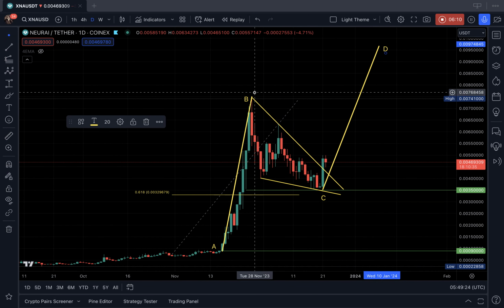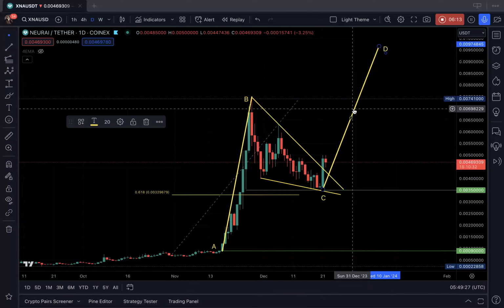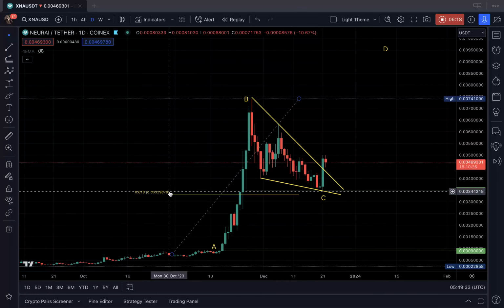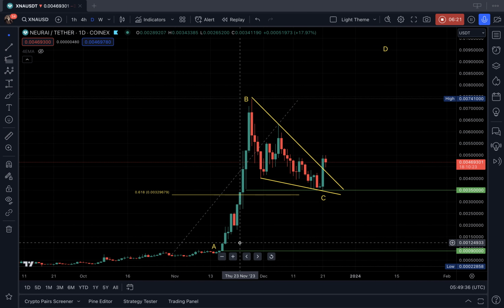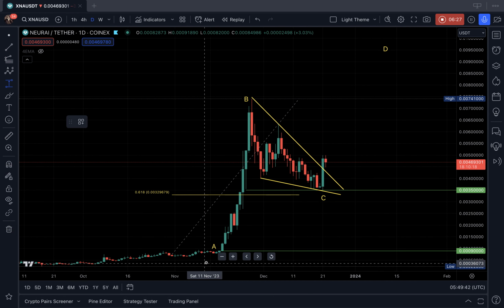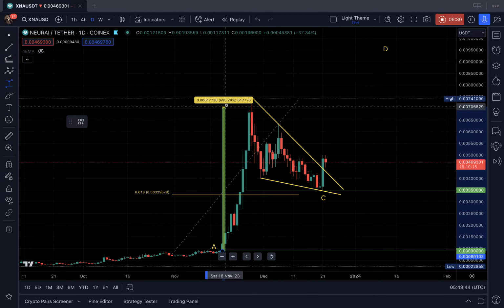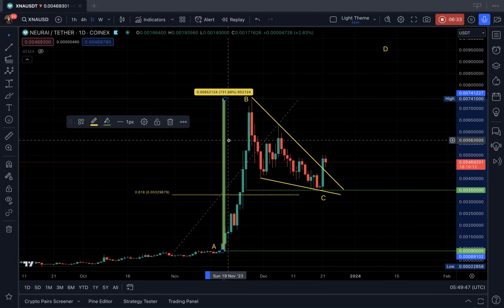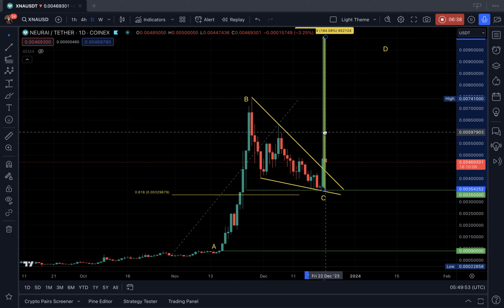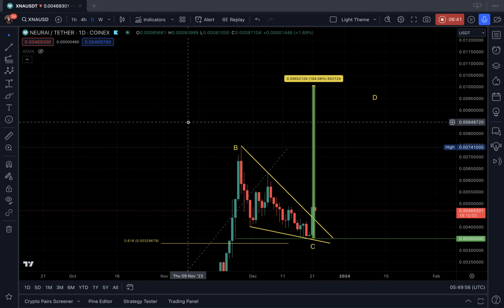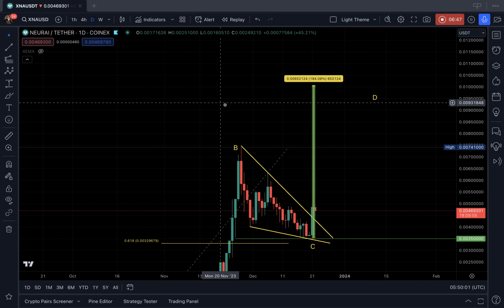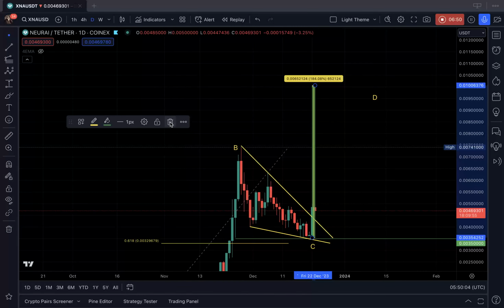So we are talking about an ABCD pattern. Now, there are two ways to calculate the target for an ABC pattern. The first is by taking a measured move. What do I mean? I will measure the move, the first impulsive wave from the low to the high, and this measured move, I will pin it to the end of the correction, and this brings us to a target of 1 cent, which is reasonable, completely reasonable.